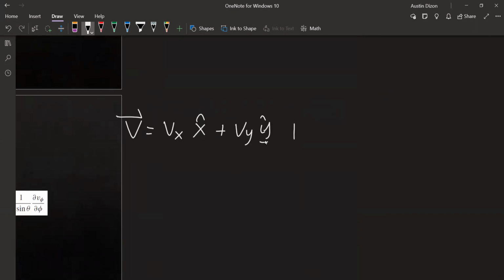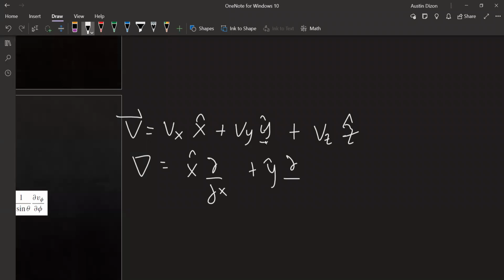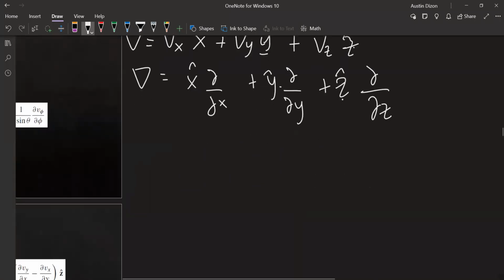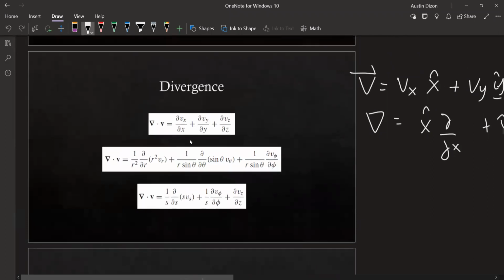Then vz, z hat. Your del operator is just x hat partial x, y hat partial y, then lastly z hat partial z. Mix and match: match z hat with z hat, y hat with y hat, x hat with x hat. What you get now will be this.